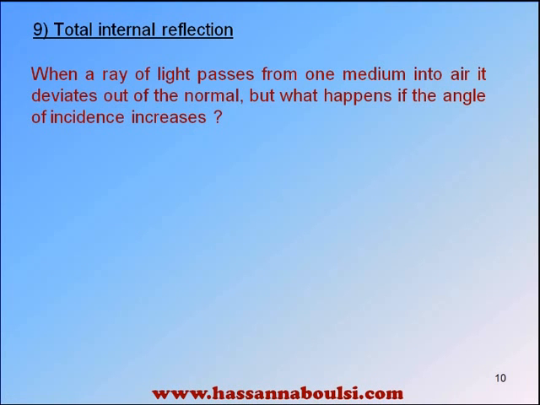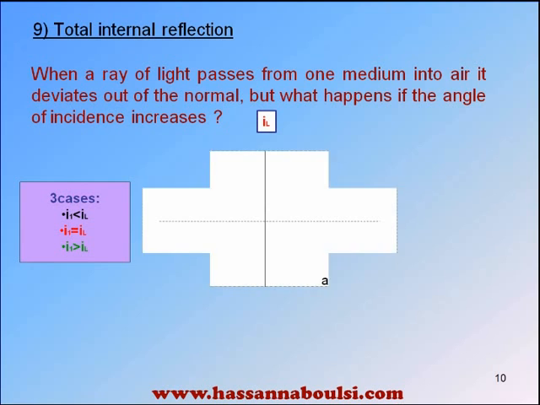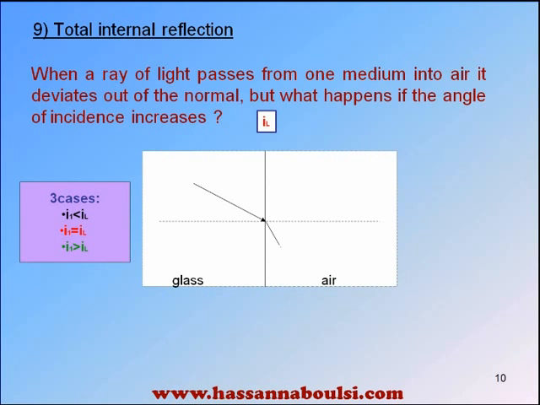Now, what happens if the angle of incidence increases more and more, from a more into a less refractive medium? In this case, we need to define what we call the limiting angle of refraction, or critical angle, IL, and we need to compare the angle of incidence, I1, with I limiting. We may have one of three cases: I1 less than I limiting, I1 equal to I limiting, or I1 greater than I limiting.